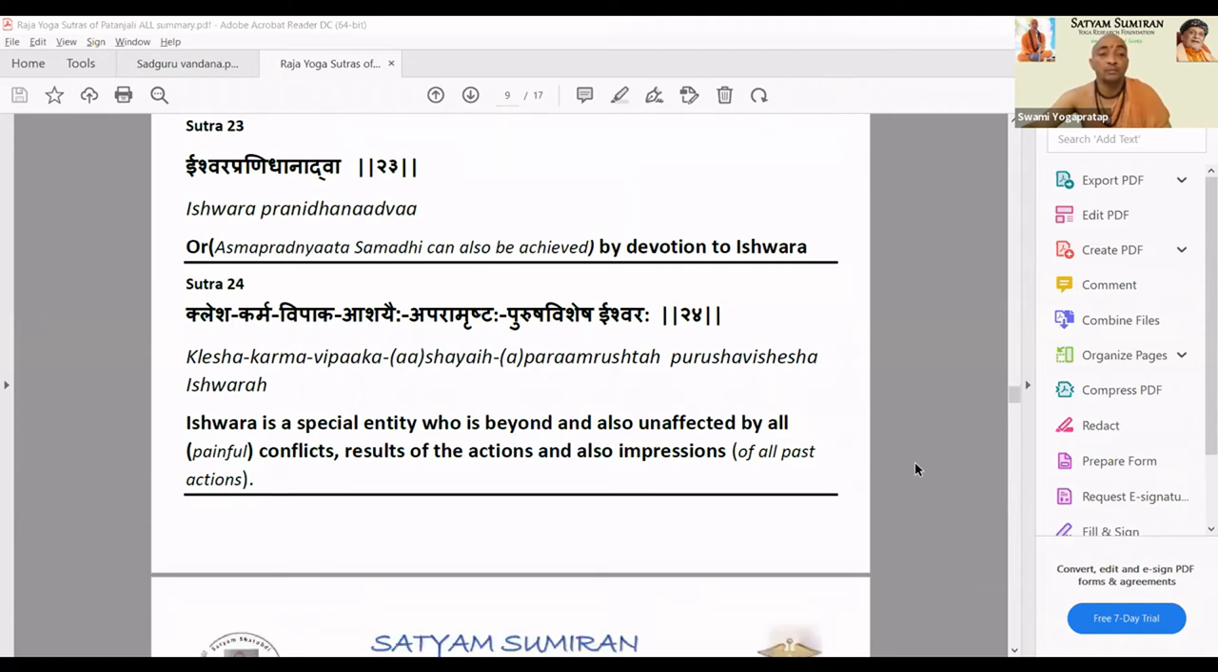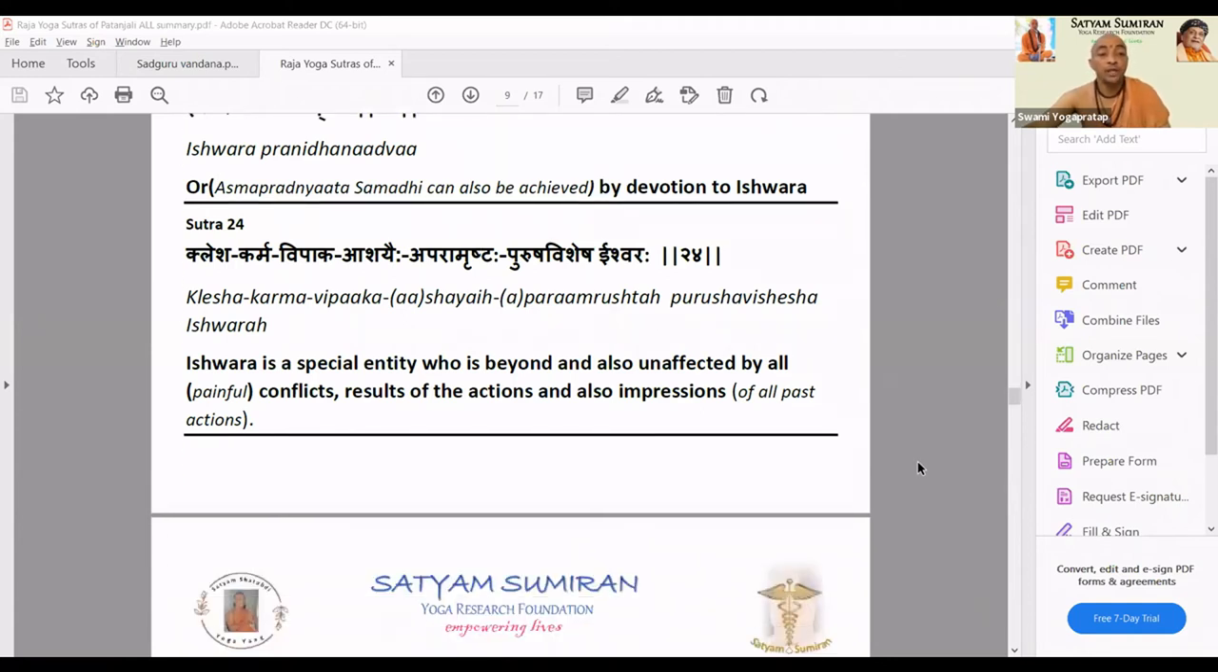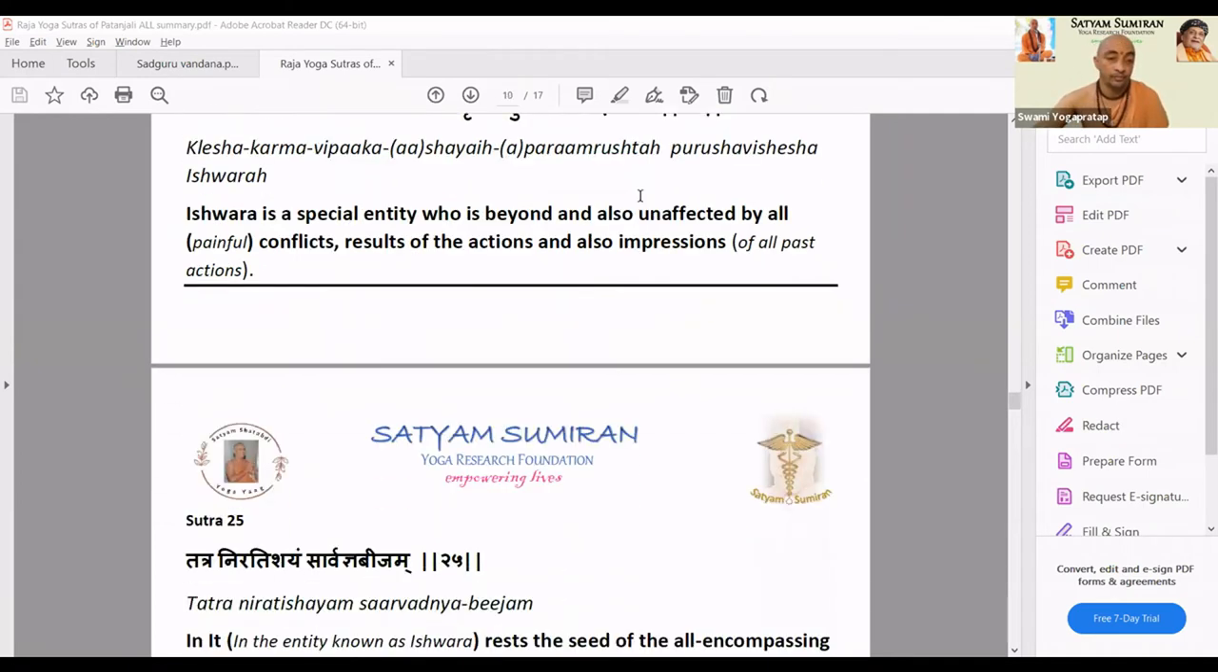Now, what is this Ishvara? There he explains. Klesha karma vipaka ashayaihi aparamrishtaha purusha vishesha Ishvaraha. Who is Ishvara? Ishvara is a special entity. He's not a person. It's an entity who is beyond and also unaffected by all the painful conflicts, the results of our actions and the past impressions. A person who is beyond all of this and also not affected by all of that is Ishvara.